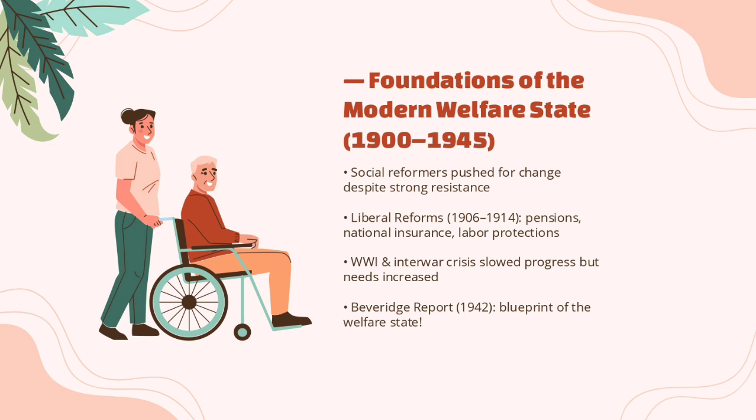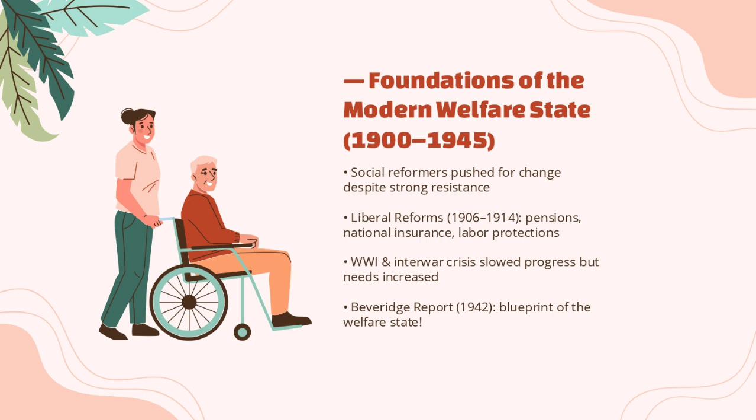In the early 1900s, many social reformers pushed for major change, but they first had to fight vested interests in Parliament who basically didn't want to spend money. The big turning point came with the liberal reforms from 1906 until 1914. This is when old age pensions, national insurance, and labor protection began to emerge. This eventually became the foundation of the modern welfare state.